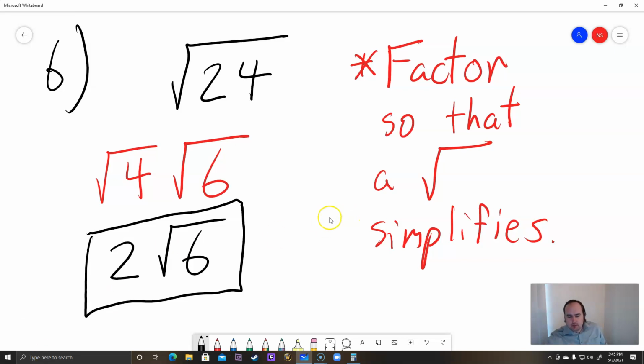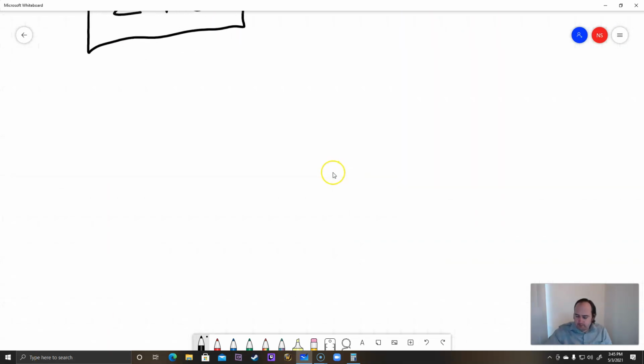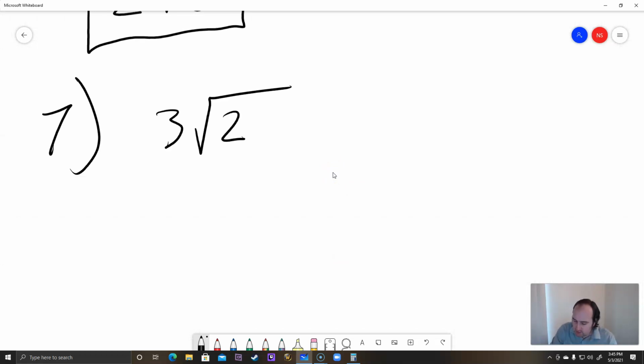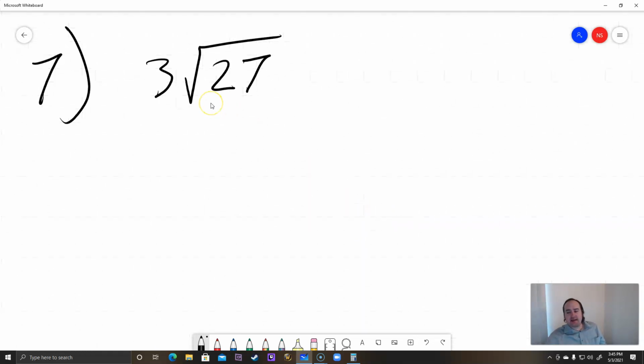Okay, cool. So let's go on to the next one. Okay, problem number 7. 3 times the square root of 27. So the 3 is out front, and it just sits out front, but the square root of 27 is what we need to work on. So once again, we need to factor the 27 in such a way that we can simplify a square root.